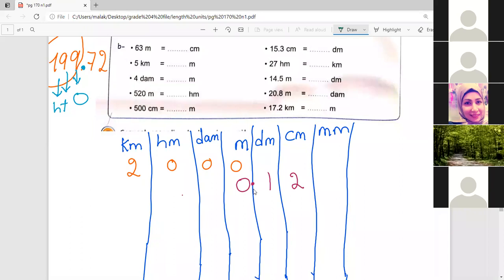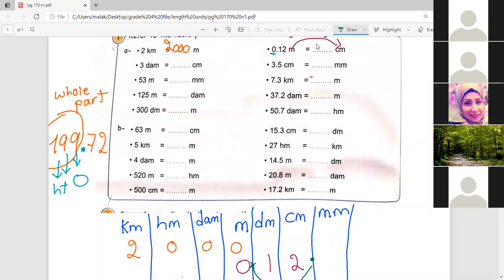Start from zero to centimeter. No empty space to fill it with zero. So I will just move the point. Move the point to centimeter. So it will be where? It will be there beside two. Okay. So the answer is? The answer is 12. Okay, thank you, Aya.